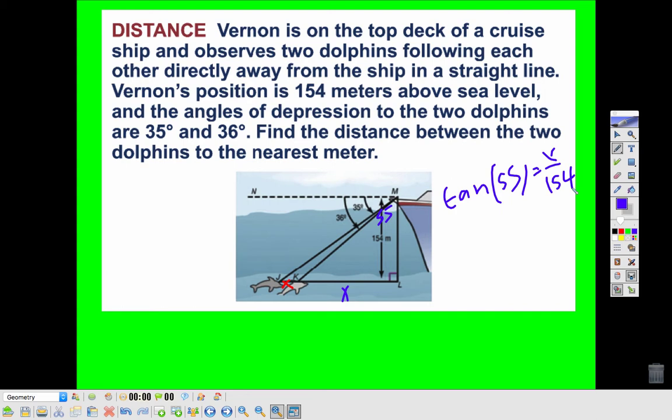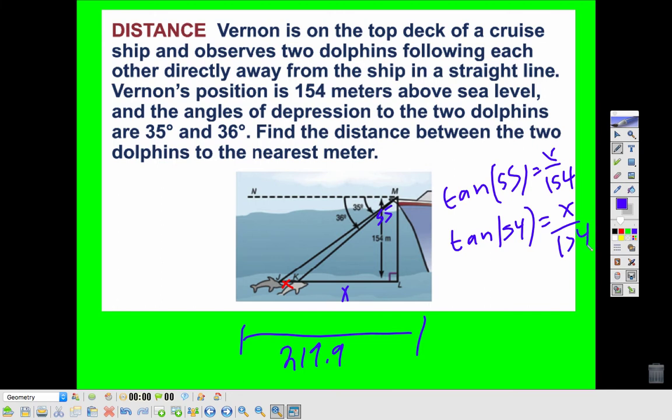equals x over 154. So 154 tangent of 55 would give us this whole thing, 219.9. And then what would I use for the next one? Tangent of 36. So 90 minus 36 is 54, equals x over 154. So 154 tangent of 54 is 211.9. So subtract them. 219.9 minus 211.9 would be 8. So they're 8 meters away.